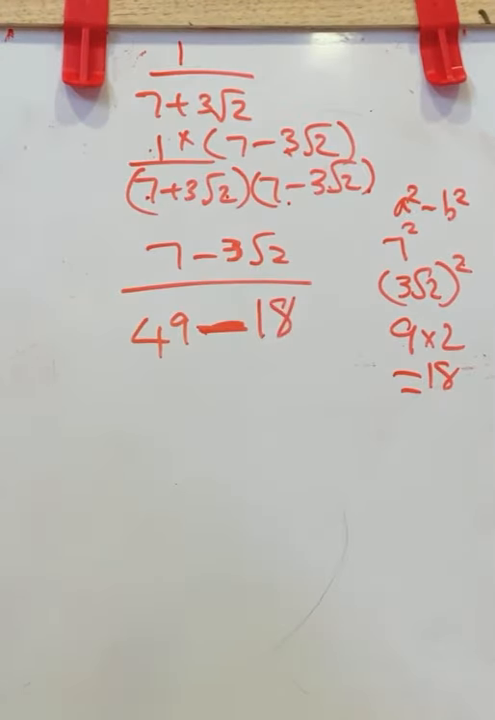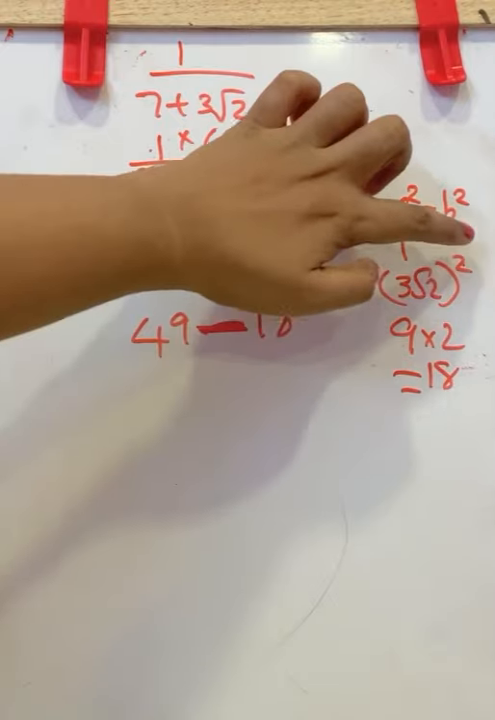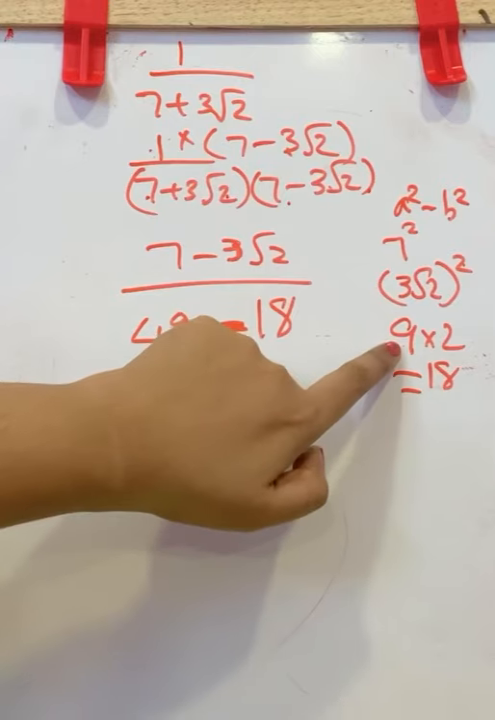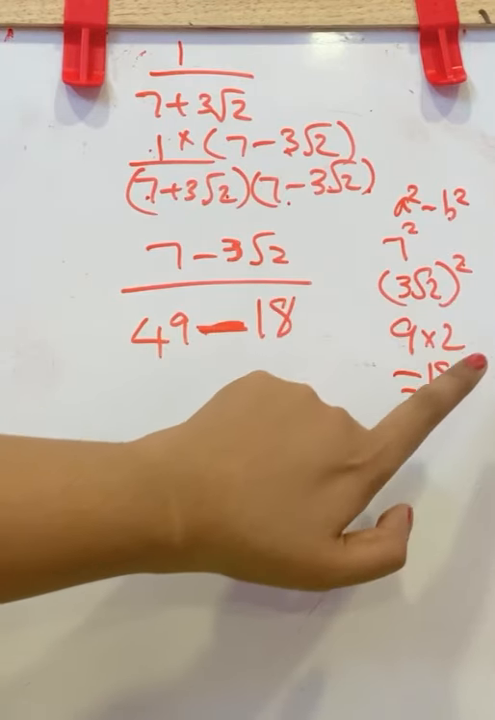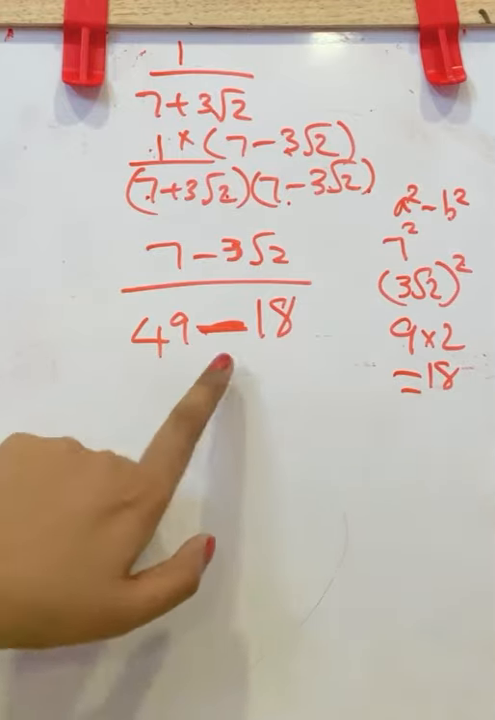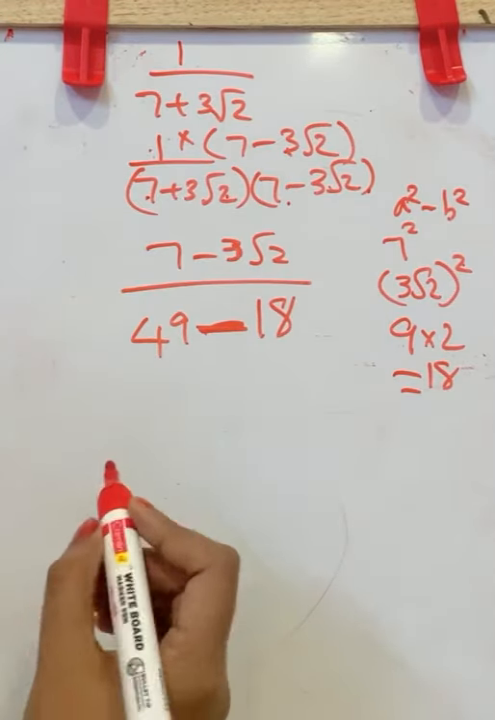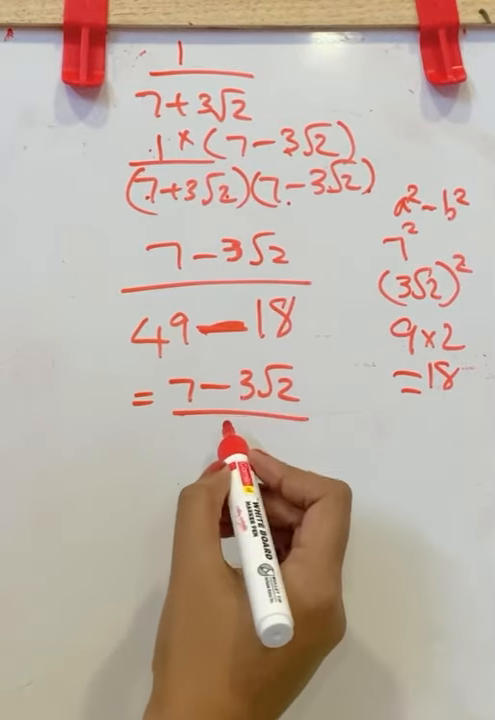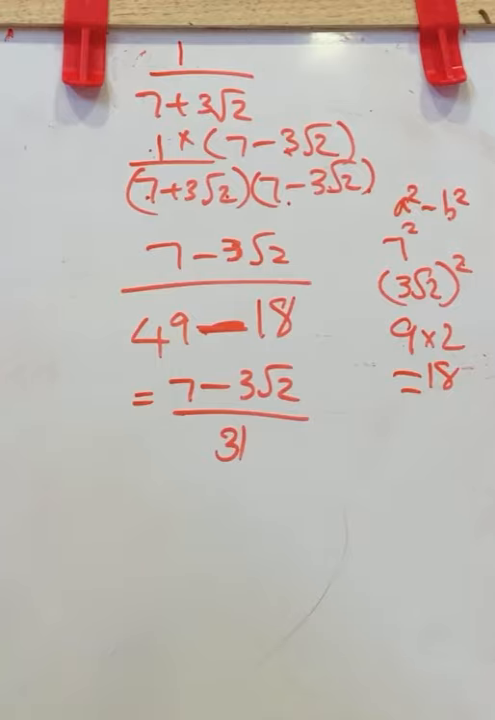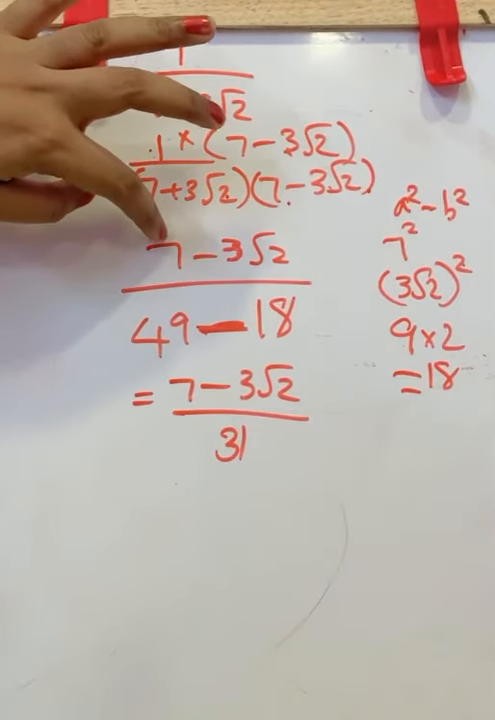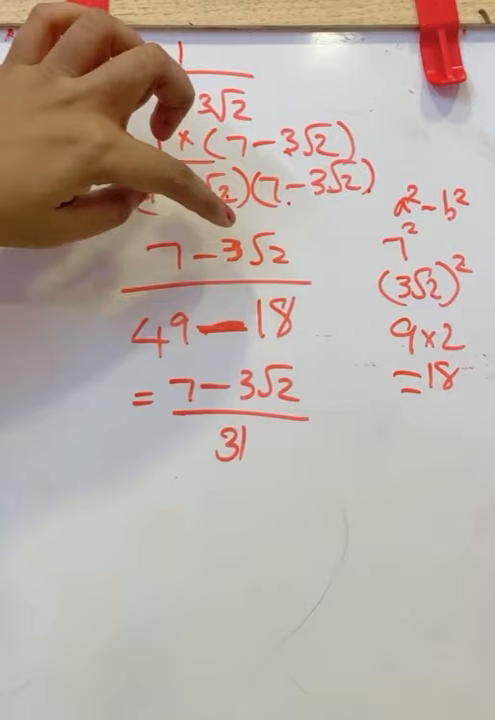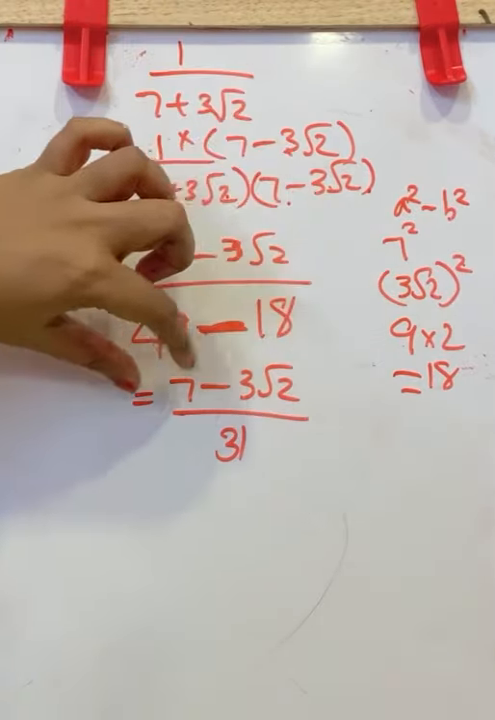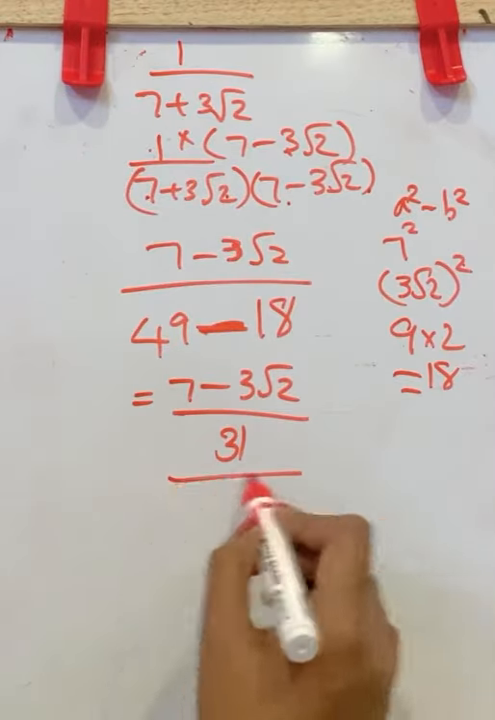So here 18. Check here. 3 root 2 square is 3 square and root 2 square. 3 square is 9 and root 2 square is 2. So 9 2s are 18. Now the final answer is 7 minus 3 root 2 by 31, since 49 minus 18 is 31. But remember, you can't subtract the 7 and 3 because 3 is along with this irrational number. You can't do operation with an irrational and rational number. Keep it like this. This is the final answer.